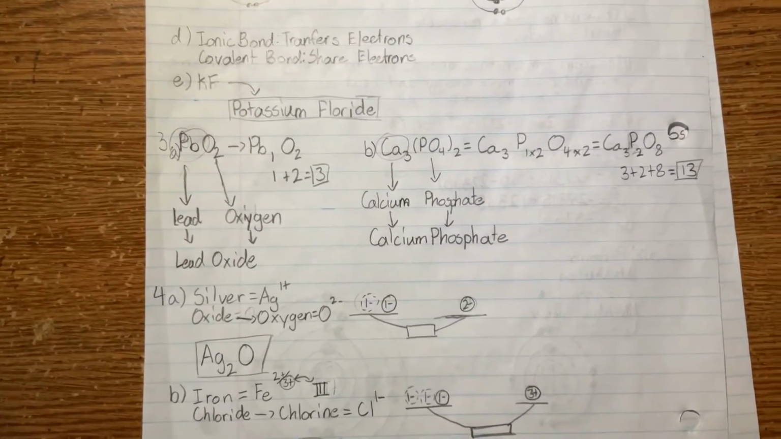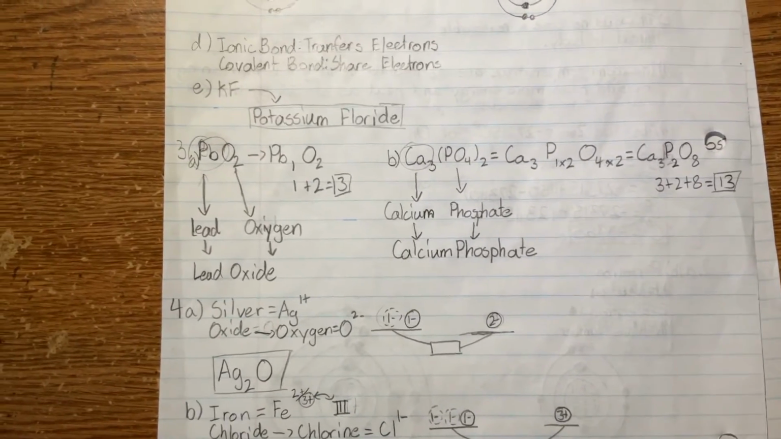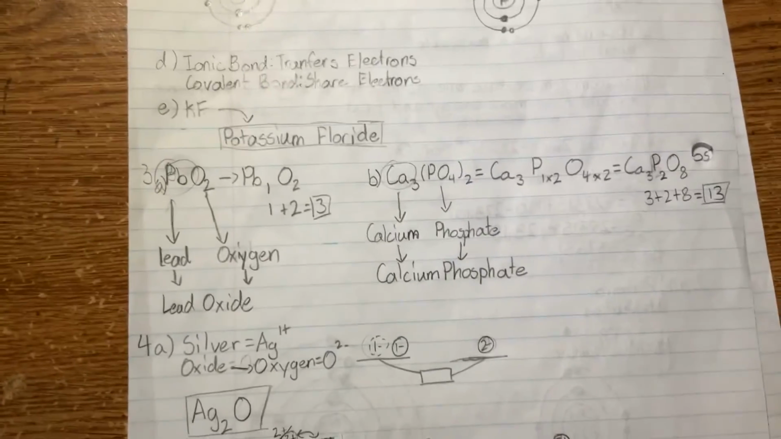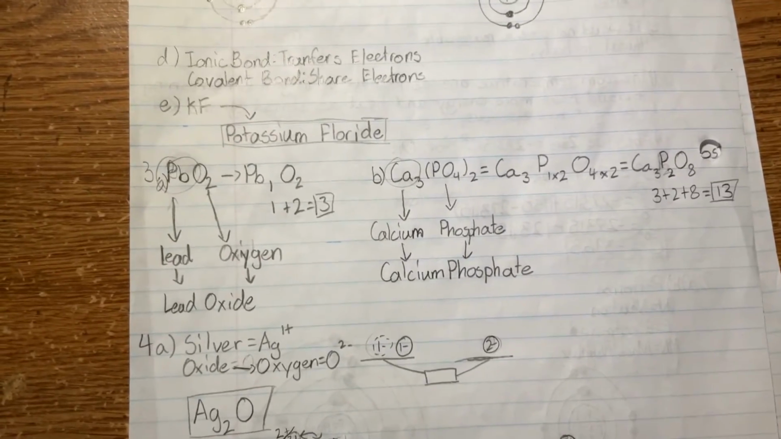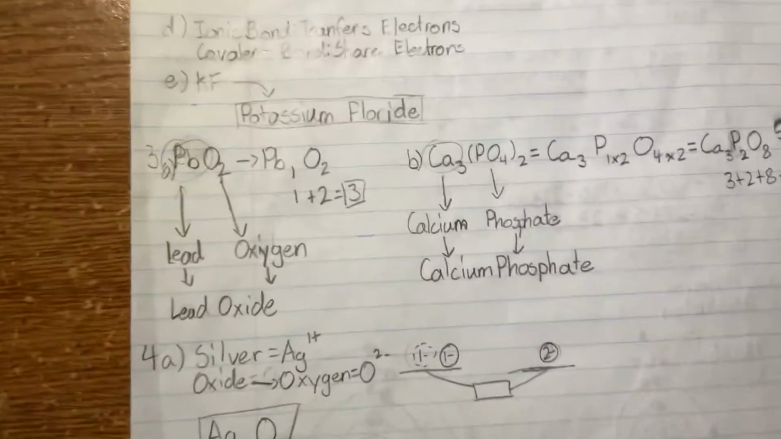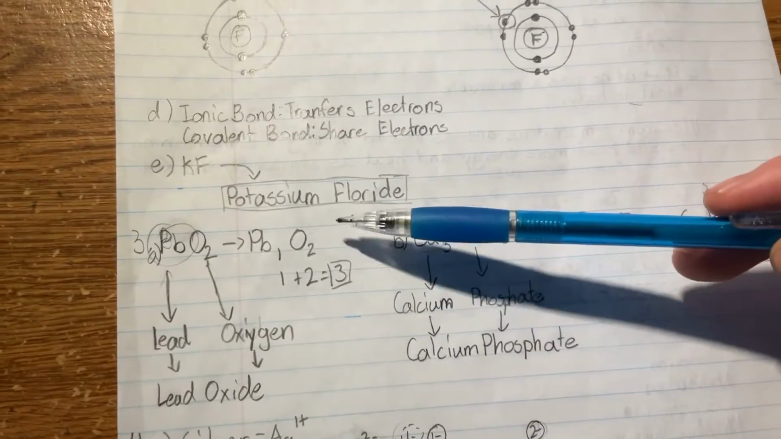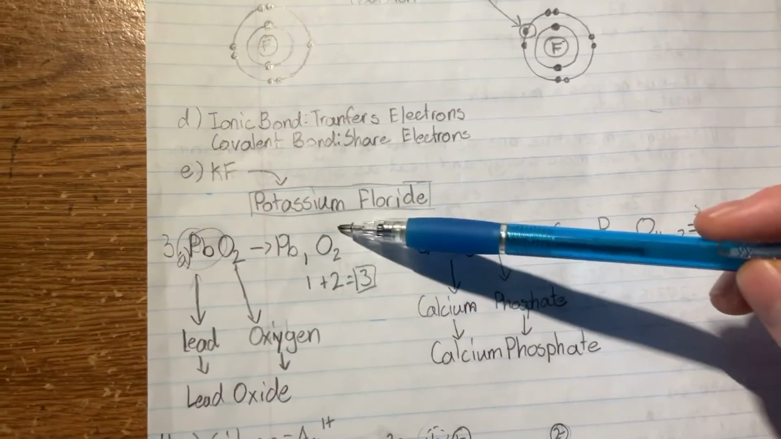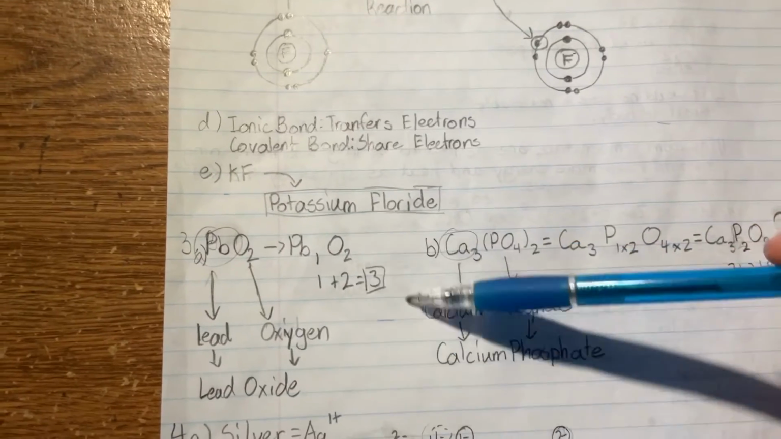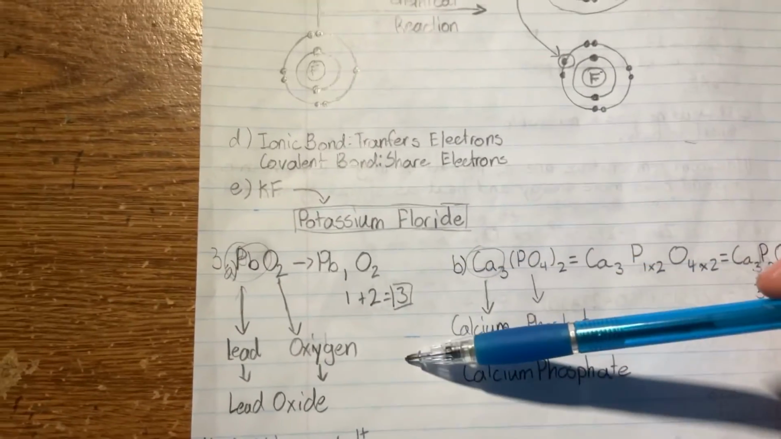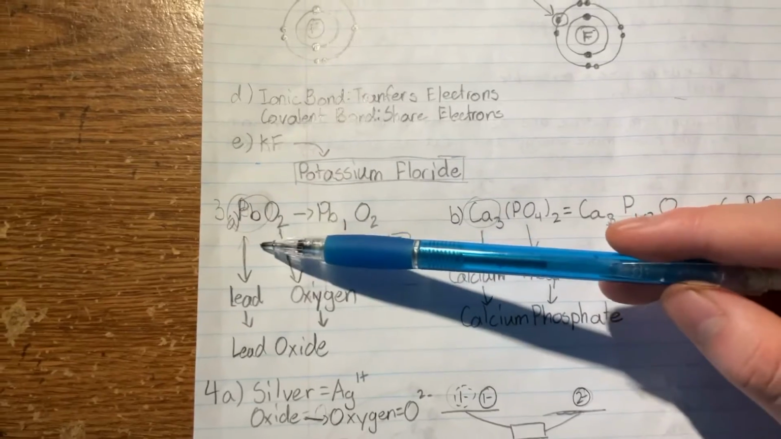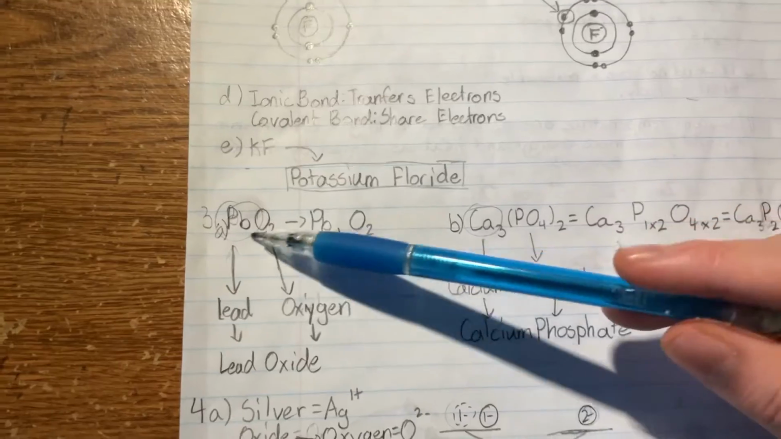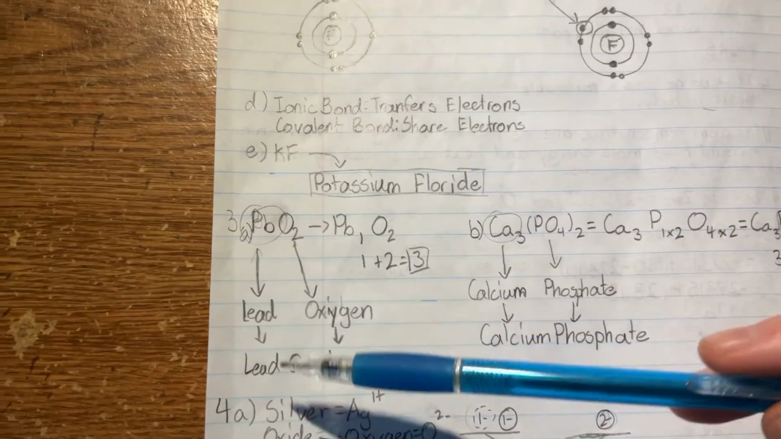For 3a, to find the number of atoms, we look at how many atoms there are, and since one lead is still one lead and 2 oxygen is 2 oxygen, we can rewrite it into this form, meaning that there's 1 lead atom and 2 oxygen atoms, and since 1 plus 2 equals 3, there are 3 atoms in total in this. To name this, since lead has a positive charge and oxygen has a negative charge, this goes back, this goes front, and we name it lead oxide.